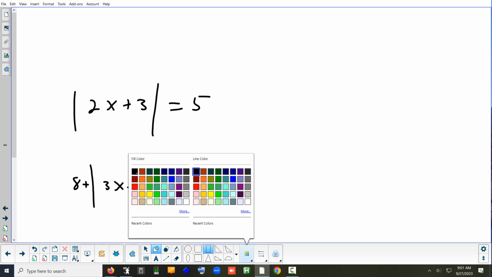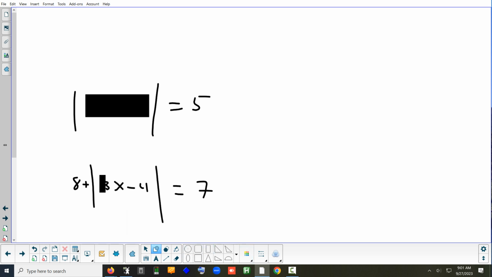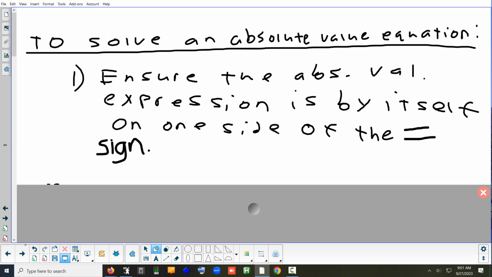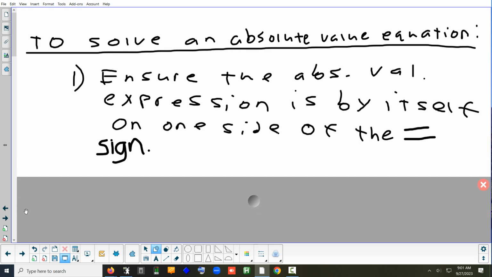Okay, when we're talking about having the absolute value by itself, what you can basically do is think of it like this. Don't even look at what's inside here. It doesn't matter. All you're focusing on is what's on the left side. Is there anything outside the vertical bars? If there's something outside the bars, then the absolute value is not by itself. Okay? In order to solve an absolute value equation, that's the first thing we need to make sure of. We have to make sure that the absolute value is by itself, like the top one. Okay? So let's write that down. So we have to ensure that the absolute value expression is by itself on one side of the equal sign.